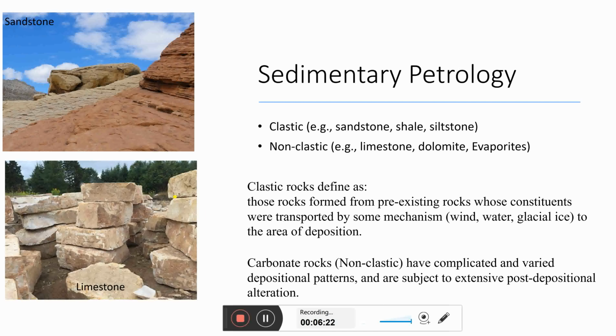And the carbonate rocks or non-clastic rocks have complicated and varied depositional environments or deposition patterns and are subject to extensive post-deposition alteration. Alteration means their composition, their texture, their morphology also vary after deposition for carbonate rocks. Here on the left side, there are some examples. On top there are different sandstones and below an example of limestone.